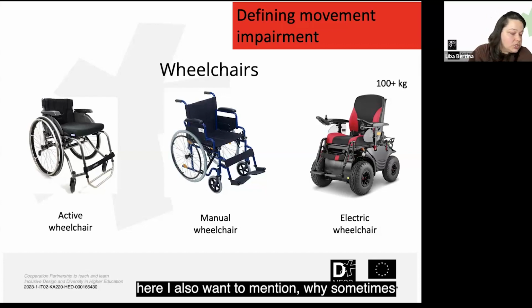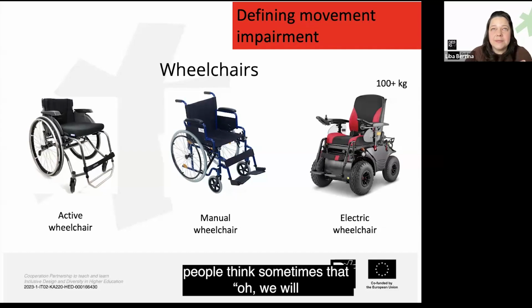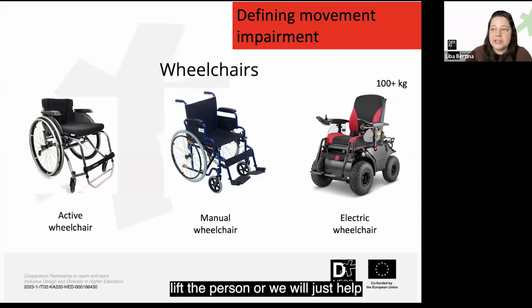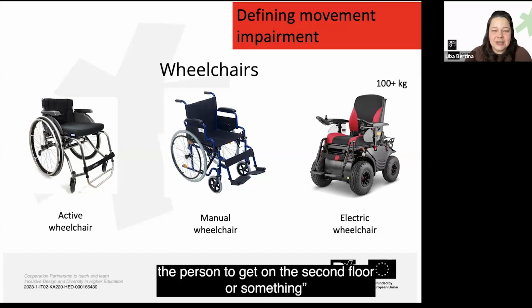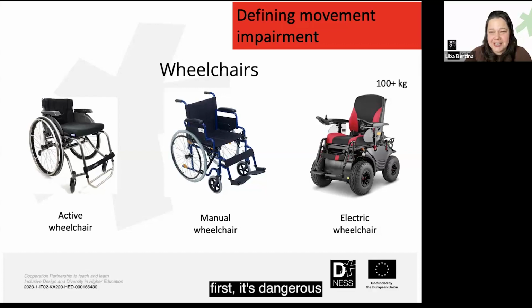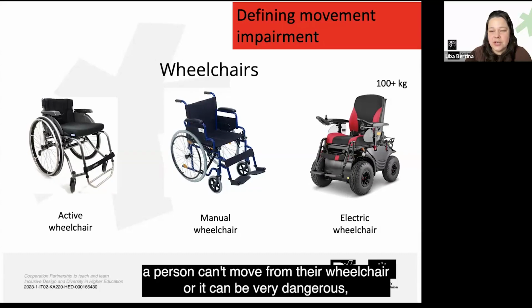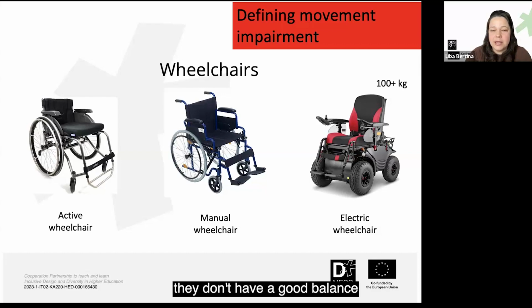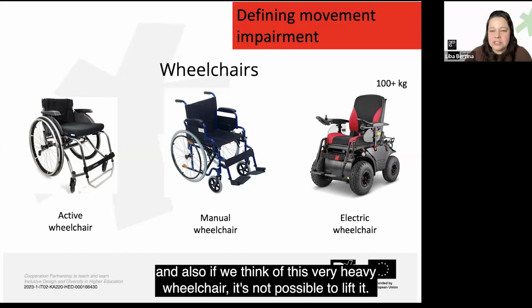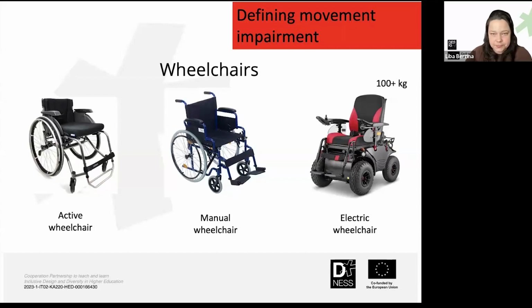Here, I also want to mention why sometimes people think that we will lift the person, or we will just help the person to get to the second floor or something. First, it's dangerous. Second, it's not possible without medical situations. For example, a person can't move from their wheelchair, or it can be very dangerous. They don't have a good balance. And also, if we think of this very heavy wheelchair, it's not possible to lift it. So this is really not a solution.